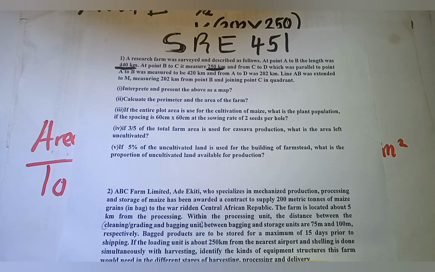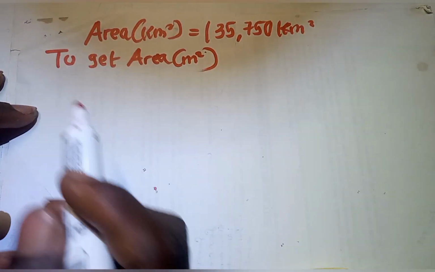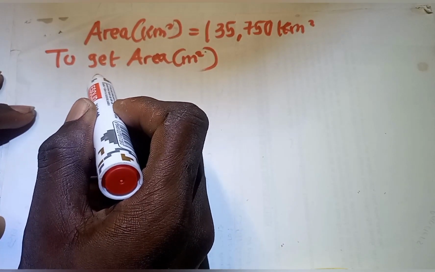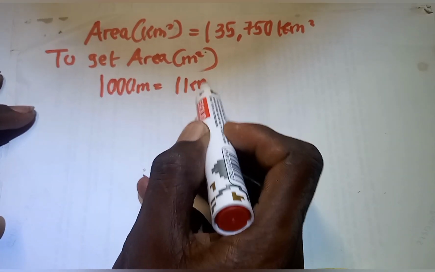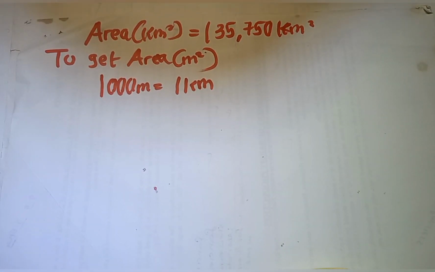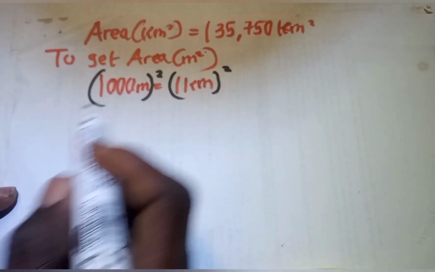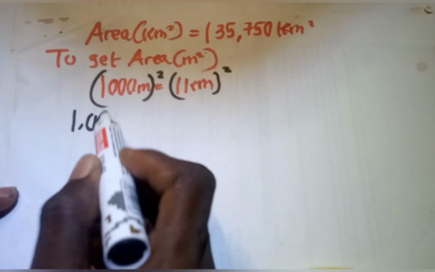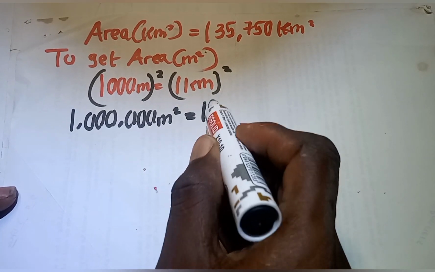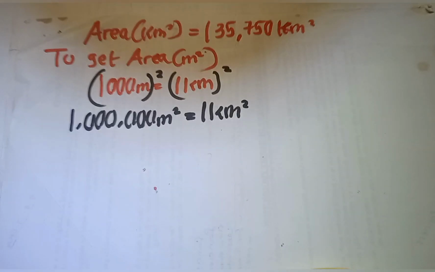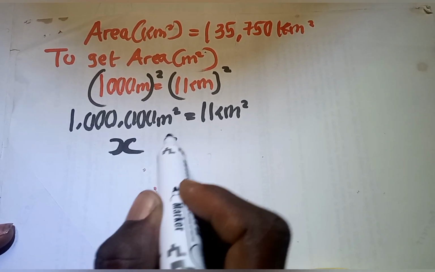So kindly pay attention. The farm in kilometer square is given by this. To get the area in meter square, don't forget that 1,000 meter is very, very simple. Just pay attention. 1,000 meter is equal to 1 kilometer. If I want to get the area in meter square, I'm just going to square this. So I'm going to be squaring both. That will give me 1 million meter square will give me 1 kilometer square. And if 1 million meter square will give me 1 kilometer square, how many meter square will give me, X meter square will give me what?